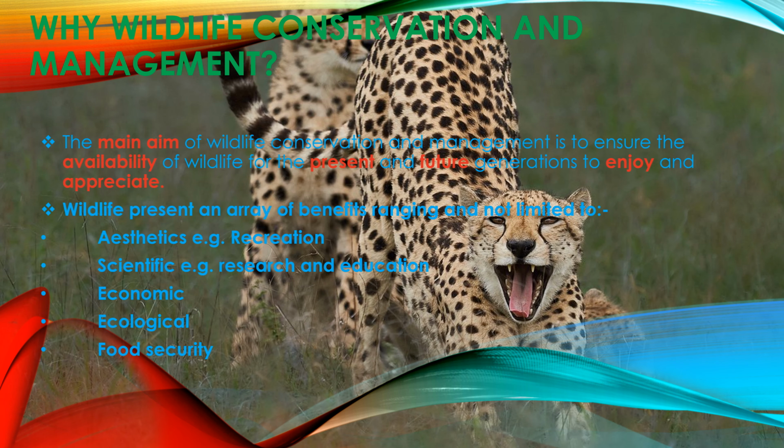Why do you need to conserve wildlife? The main aim or the main purpose of wildlife conservation and management is to ensure the availability of wildlife for the present and future generations to enjoy and appreciate. We don't want to overutilize these resources to their detriment. We need our children's children, the future generation, to also appreciate and enjoy the benefits that come from these natural resources.